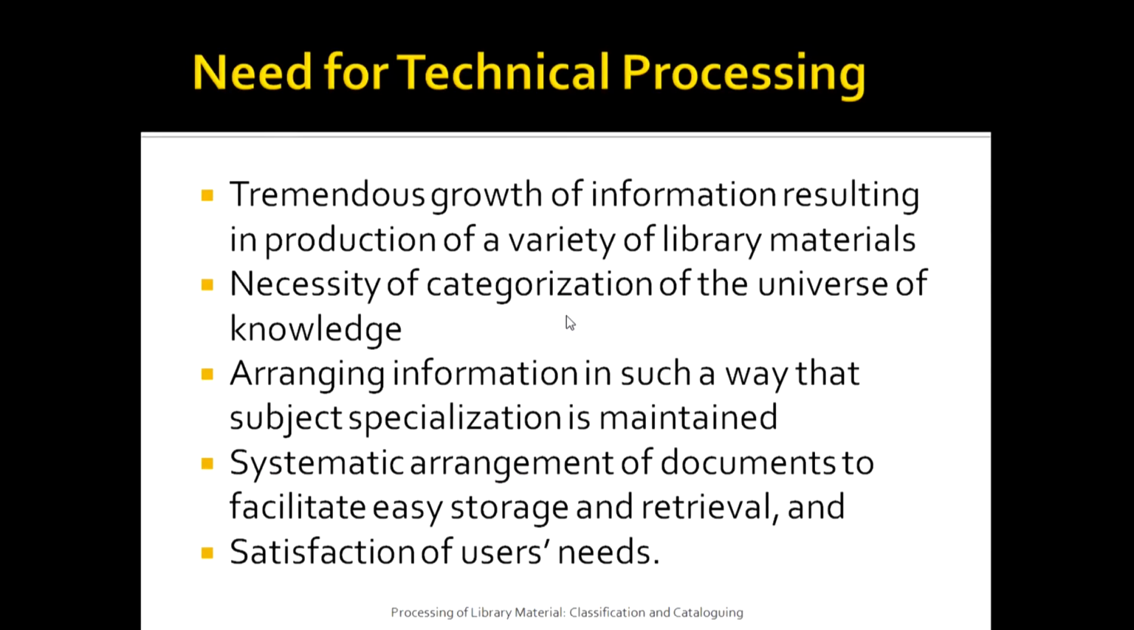As you are all aware, tremendous growth of information resulting from production of a wide variety of library material has necessitated that we categorize the documents. So, there is necessity of categorization of the universe of knowledge. Then arranging of information has to be carried out in such a way that subject specialization is maintained. In addition to this, systematic arrangement of documents to facilitate easy storage and retrieval. So, it is here that cataloging comes to our help. And besides this, satisfaction of users' needs, because users who come to the library are to be satisfied, because whatever material they require has to be provided.